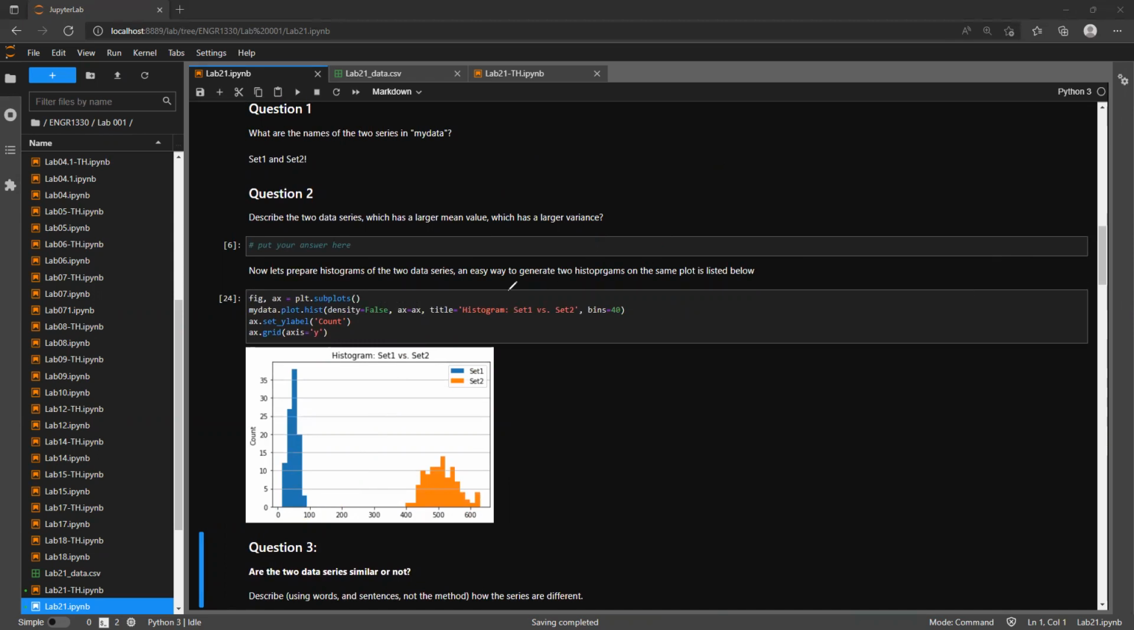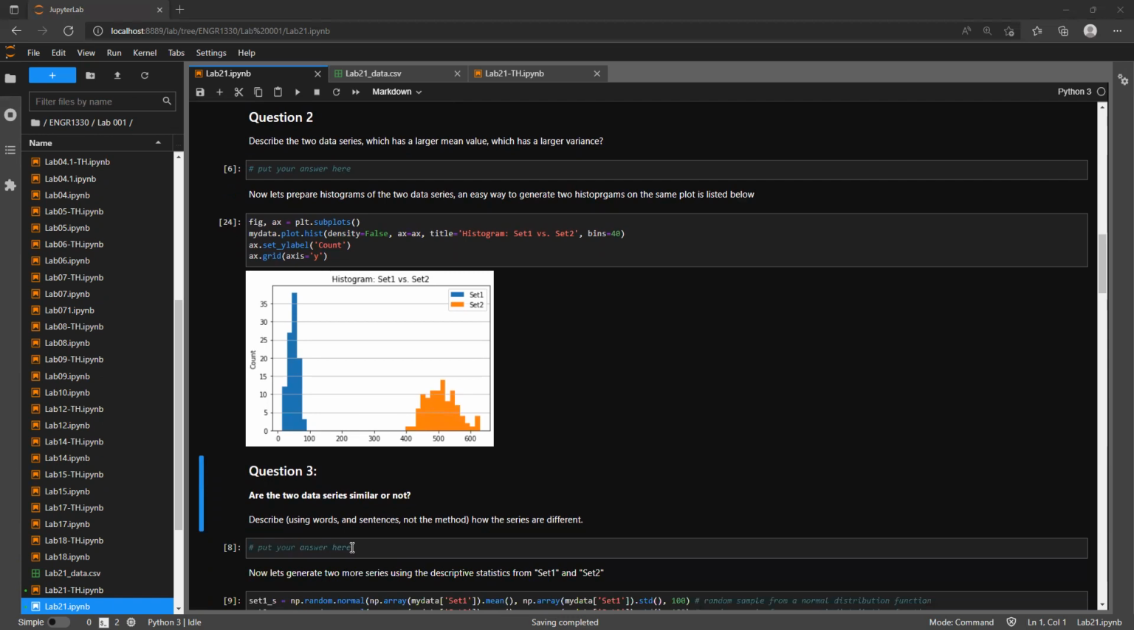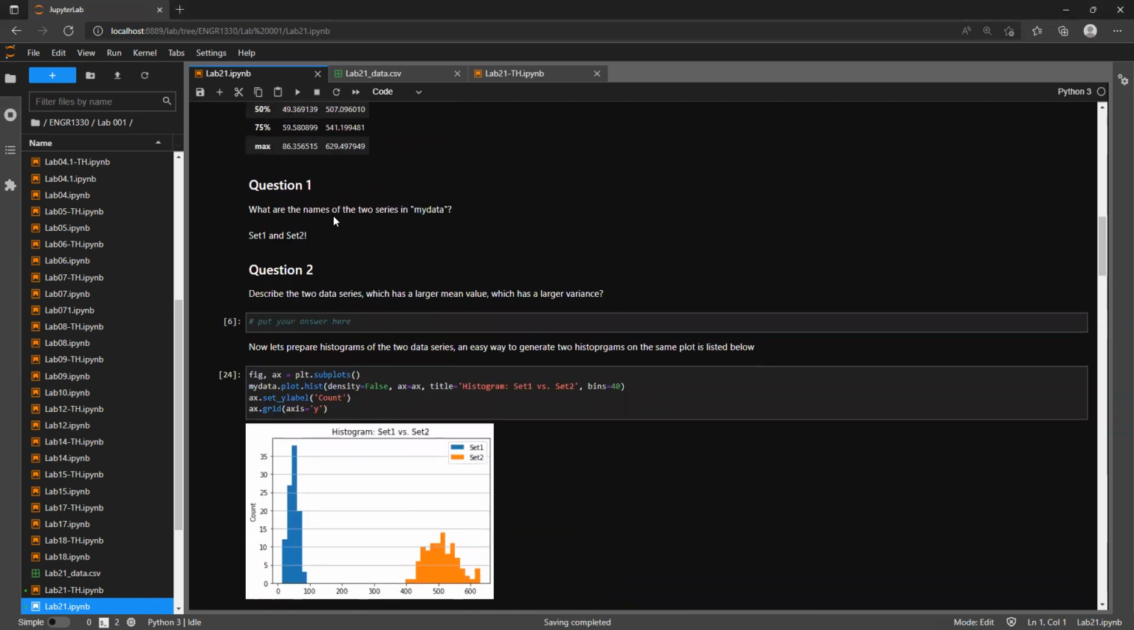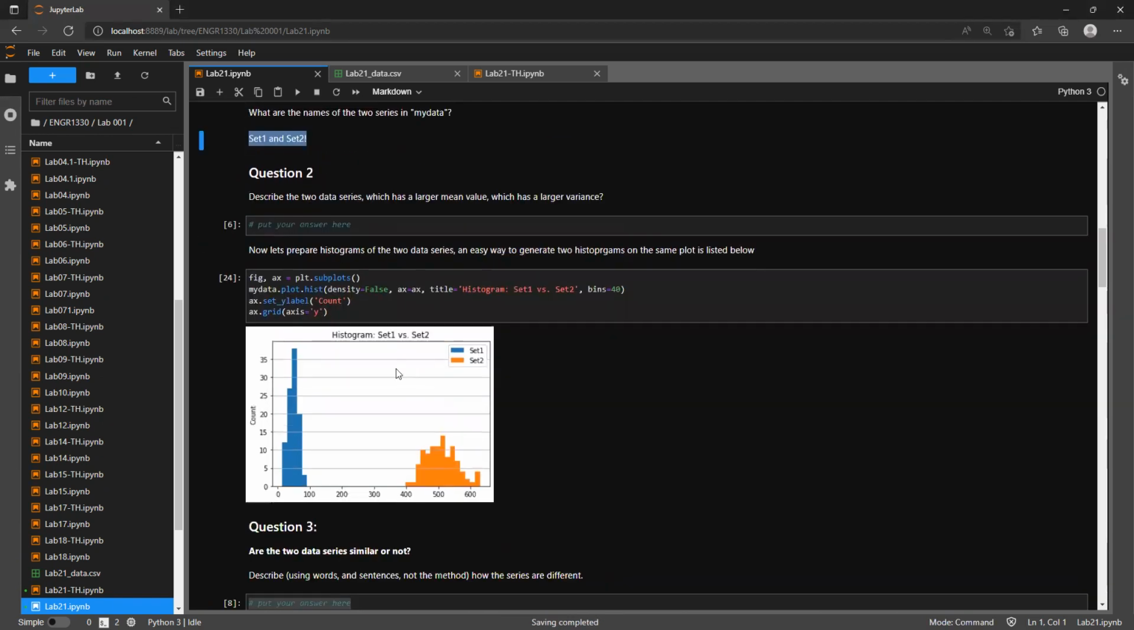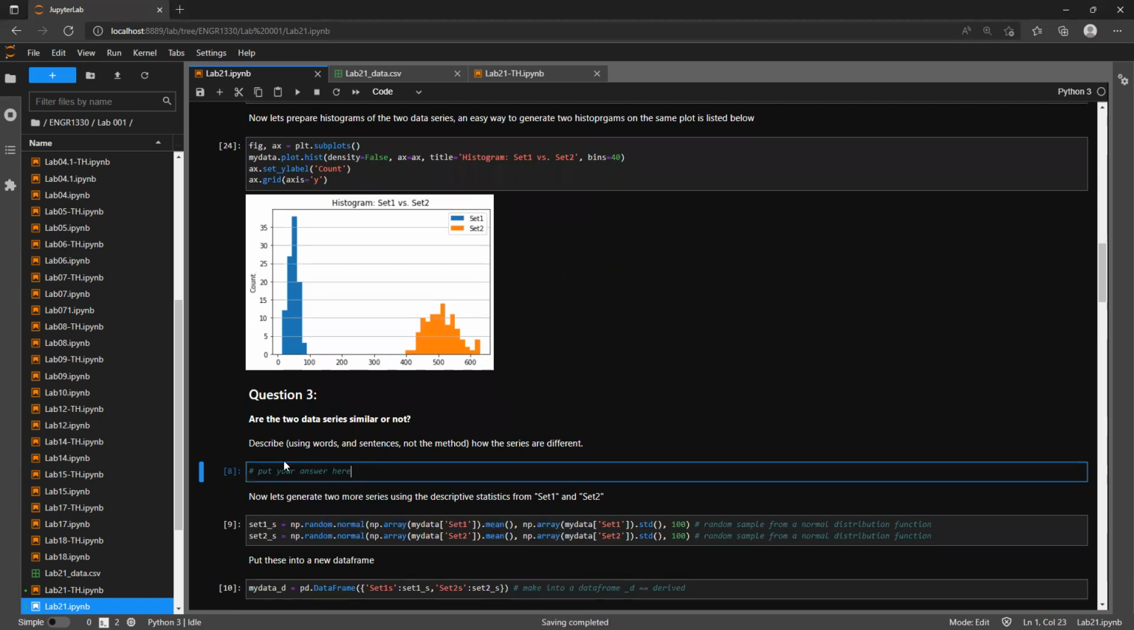I didn't actually give the answer to question three, and I'm not going to write them in. It's just a mistake that I left this one here for question one. But for question three, we're describing how the series are different. They're different in how spread out they are, and what causes that is what I mentioned before. So using that, you can put together whatever answer you think is appropriate.